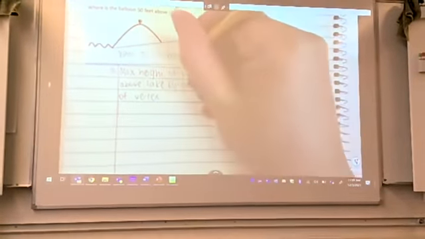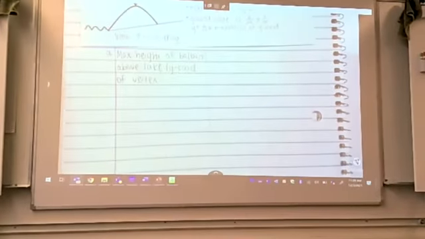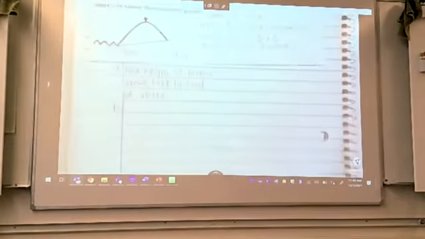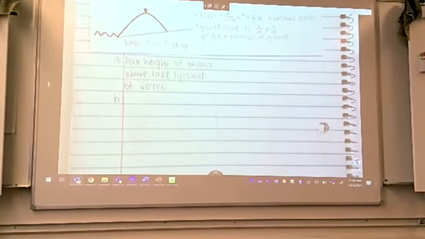Okay, so let's keep going with our checklist. Okay, so part B, what's the next thing I'm told to do? So I gotta find the maximum height of the balloon, then what?